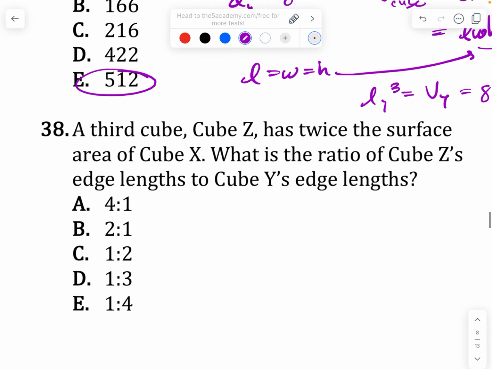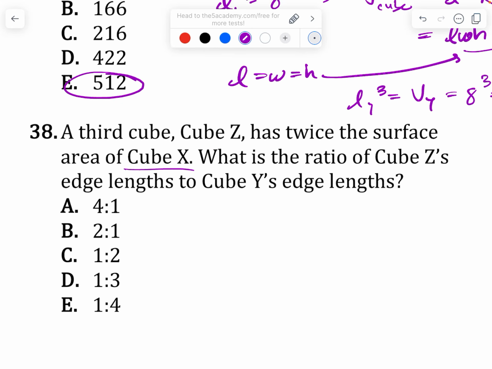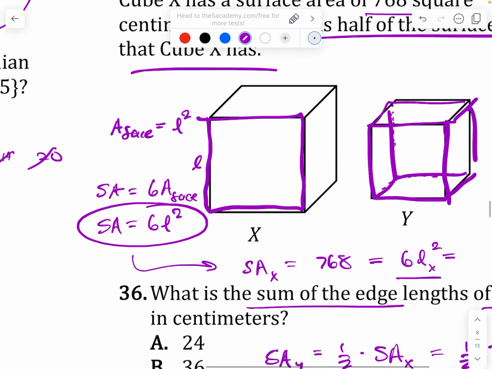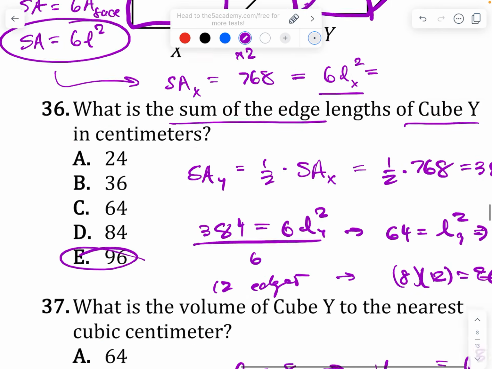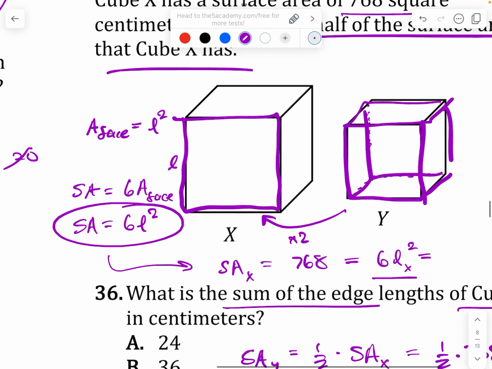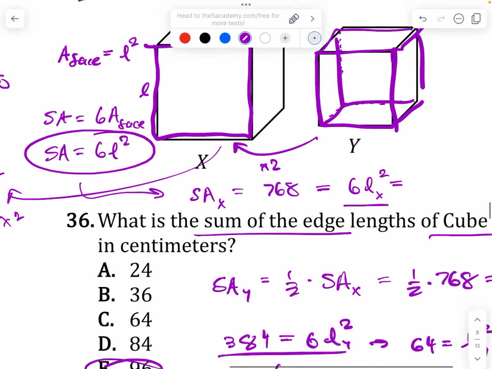Okay, a third cube, cube z, has twice the surface area of cube x. What is the ratio of cube z's edge lengths to cube y's edge lengths? Okay, so cube z has twice the surface area of cube x. So remember, from here to here, it was half, right? That means from here to here, it was times 2 as far as the surface area. Now, if I go again times 2 to cube z, what did I do to my edge length?